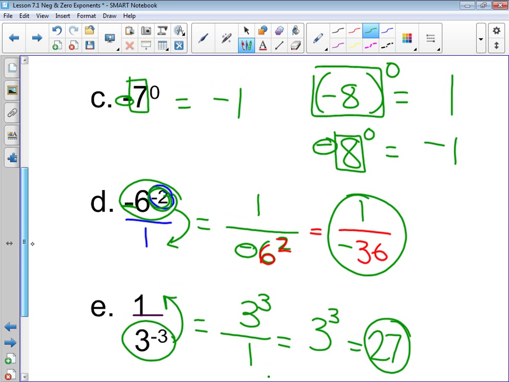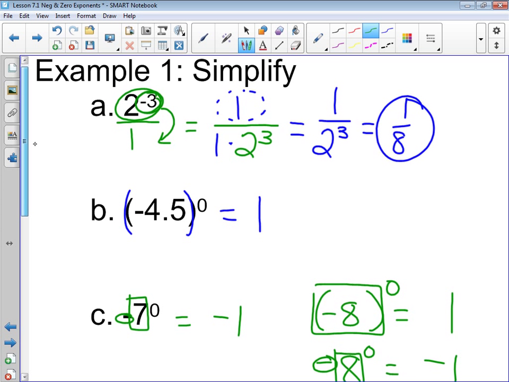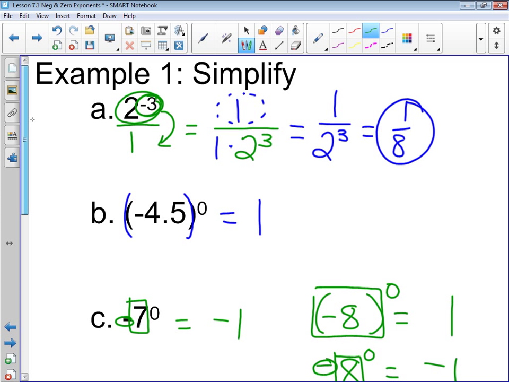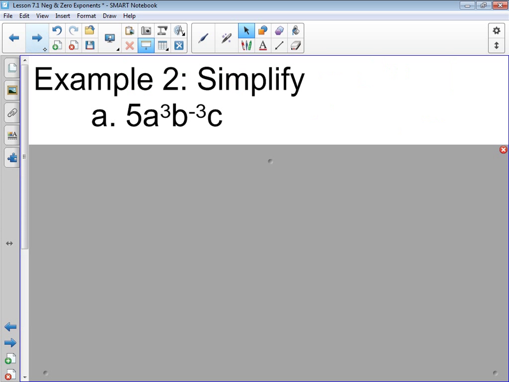Okay, take a second and make sure that you've at least written down the examples so that if you do have questions when you come to class, we can start there and look at the examples together. Those are examples of negative exponents and zero exponents with numbers. But wait, it gets even more fun.